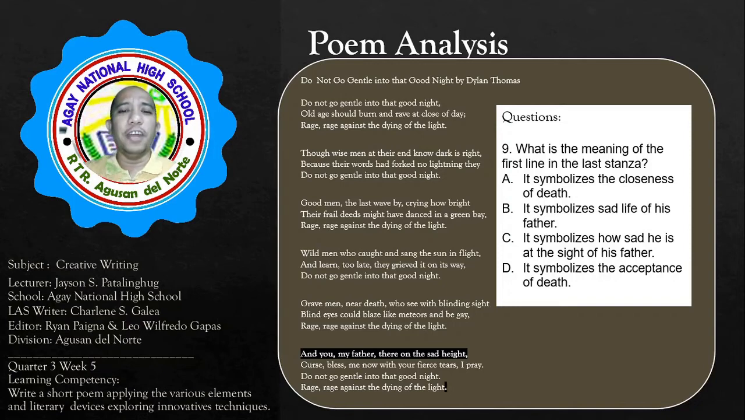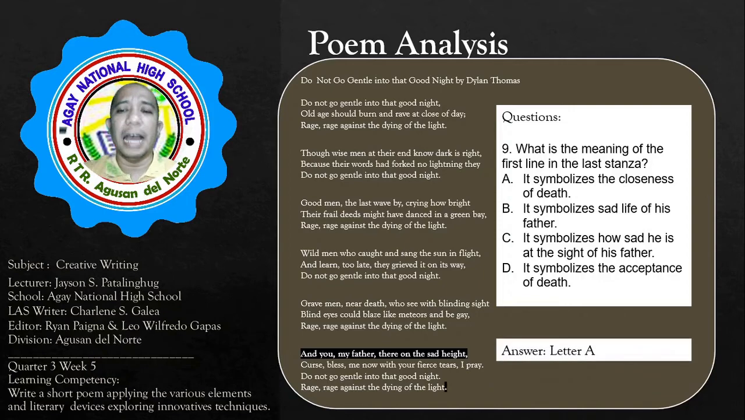So again, "And you, my father, there on the sad height." Height, meaning his body is on the peak. Okay, it symbolizes the closeness of death. His father is about to die. So now we know that at the end of this poem, the persona is talking to his father who is about to die. So the answer is letter A.